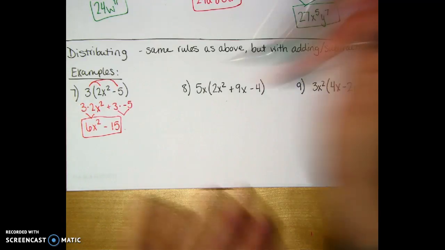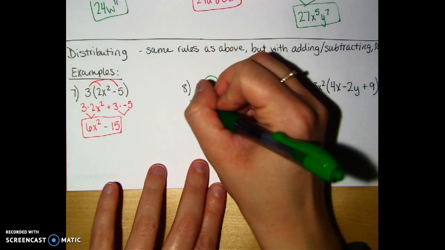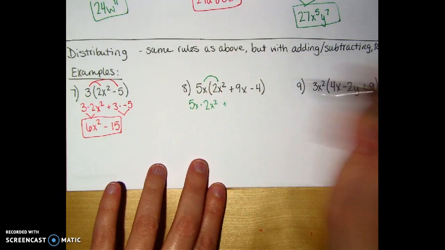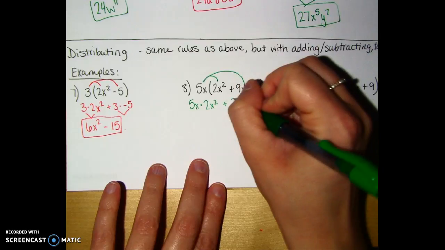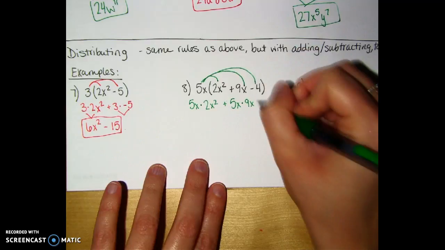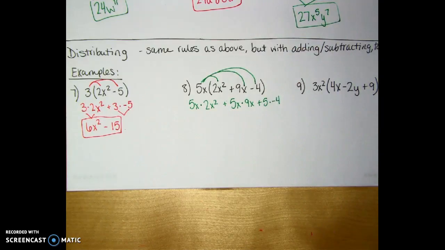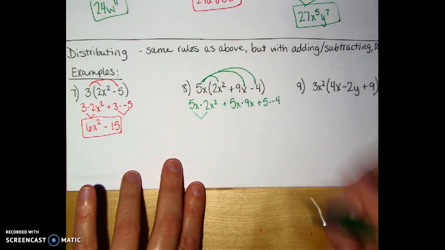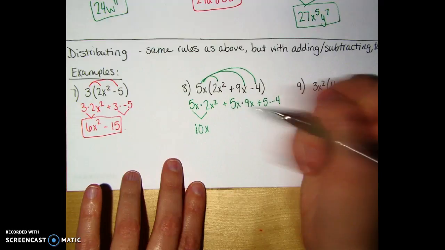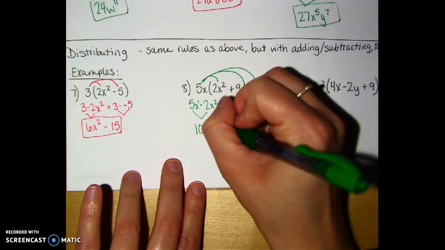Okay, next one. Distribute that 5x to all 3 terms. So this becomes 5x times 2x squared plus 5x times 9x plus 5 times negative 4. Multiply the larger numbers. 5 times 2 is 10. And for the x's here, I'm going to add them. There's a 1 right there. 1 plus 2 is 3.